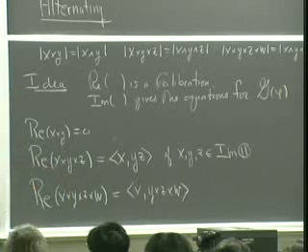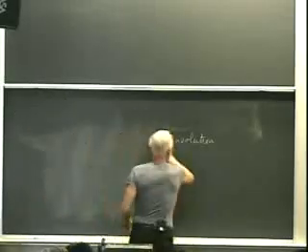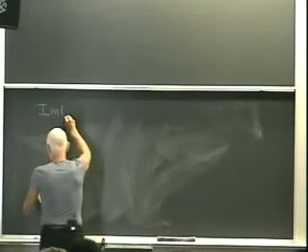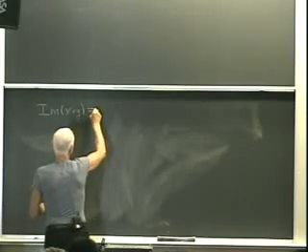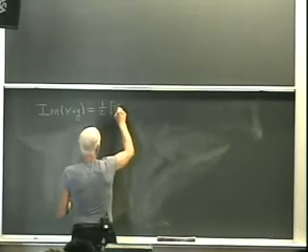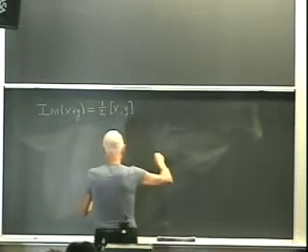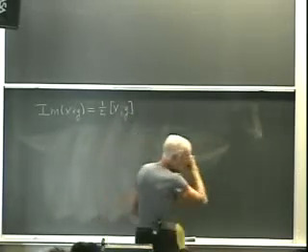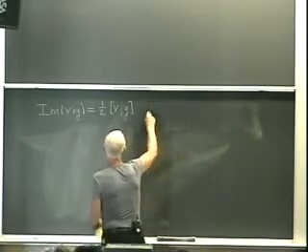And so then I should say what the imaginary parts are. So the imaginary part of x cross y is equal to 1/2 the commutator of x and y. Yeah, so this is the commutator, xy minus yx.